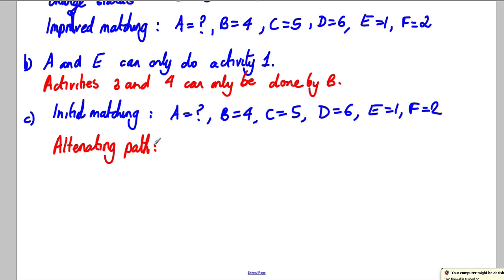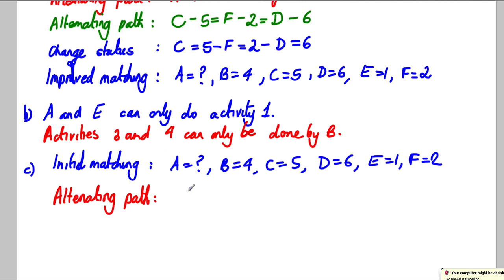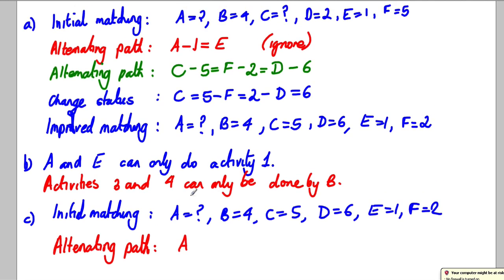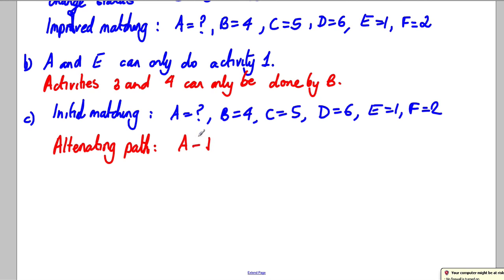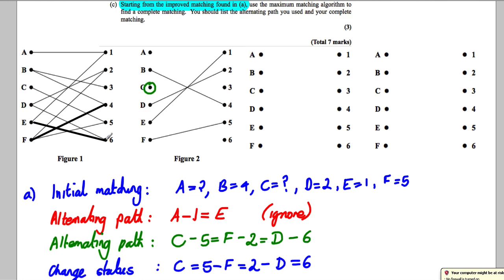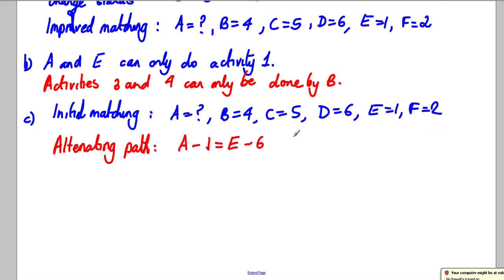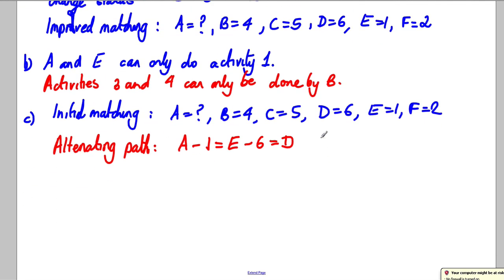For an alternating path, we're going from an unmatched to an unmatched. So I'm going to start with A, and I'm going to look up here at the possibility. A can go to 1, but 1 is currently with E. But then E could go to 6, but looking up here, I know 6 is currently with D. And now I'm over here at D, and D could go to 2. And I know 2 is currently with F.